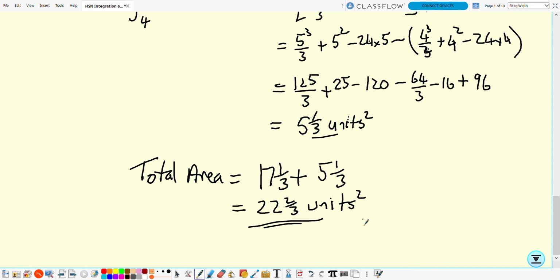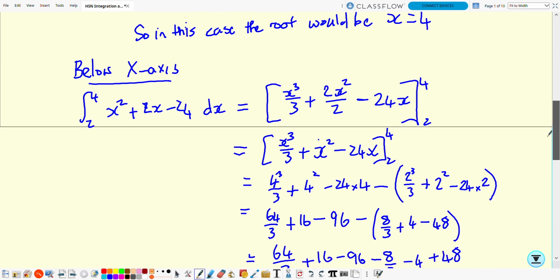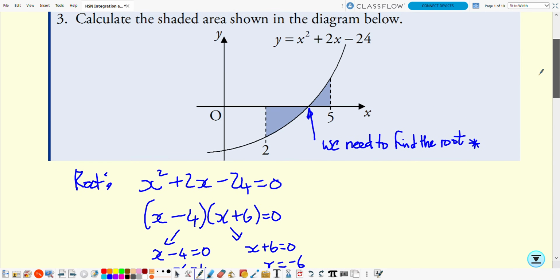So it just can be a bit more complicated when you're doing these questions, if you have to find the root in the first place, so that you can then get your limits in order to work out the two parts of this separately.